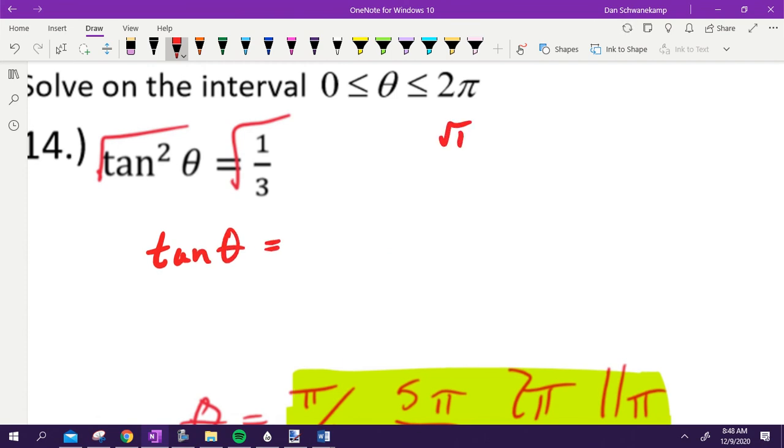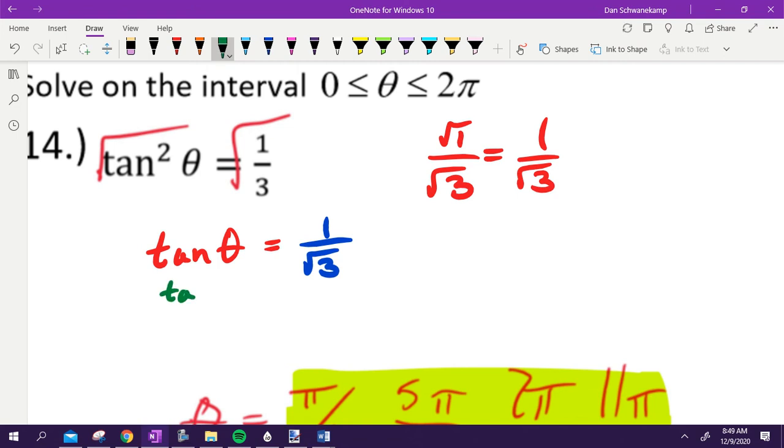Well, the square root of 1 is 1, and the square root of 3 is the square root of 3. Okay, so I could rationalize that by multiplying the top and bottom by radical 3. But what I really know is this: I don't really need to rationalize it. It's tangent.